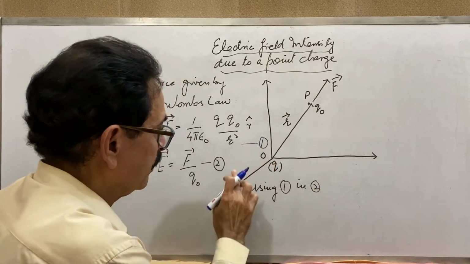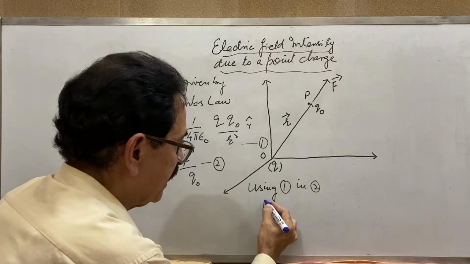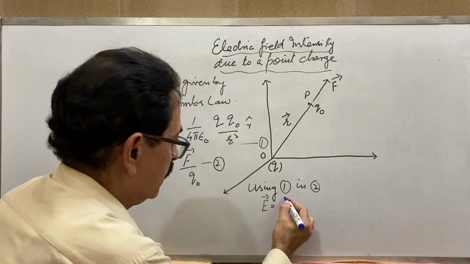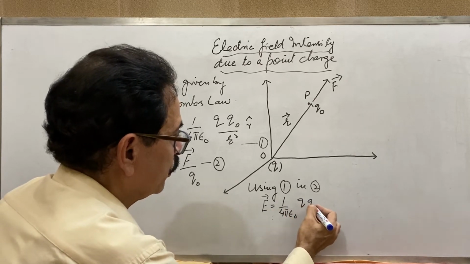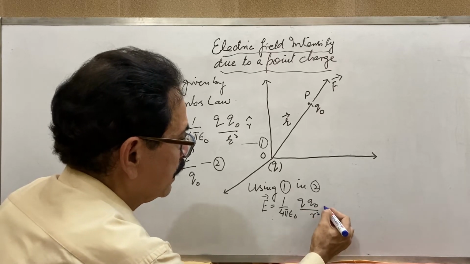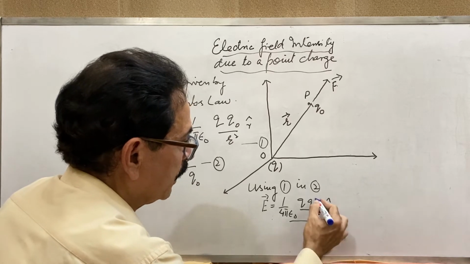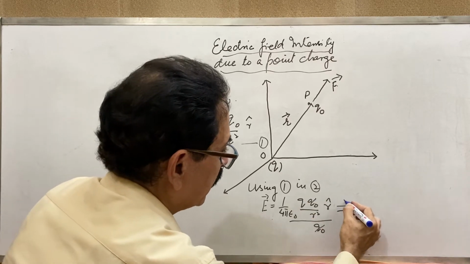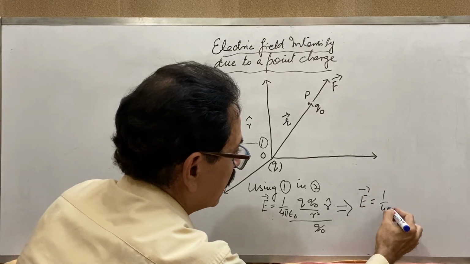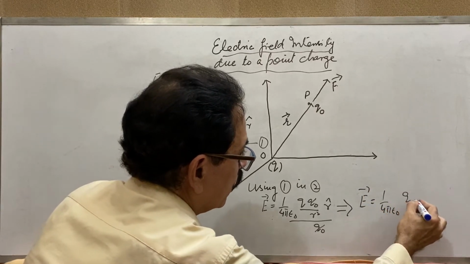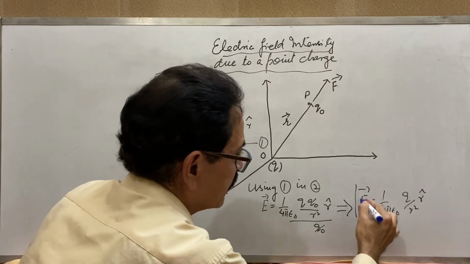putting the first equation into the second equation, we get here E is equal to 1 upon 4 pi epsilon naught Q naught upon R square R cap, whole divided by Q naught. This Q naught and Q naught will go. We write here E is equal to 1 upon 4 pi epsilon naught Q upon R square R cap. This is electric field intensity.